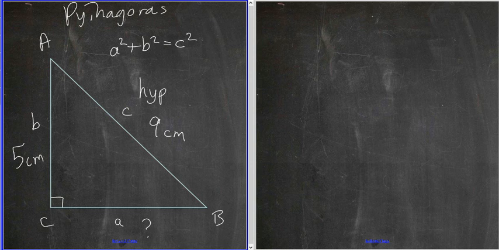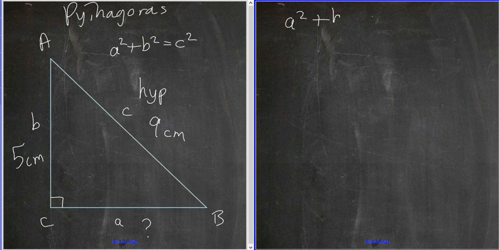We're going to say that this side is 5 centimeters long. We're going to say that this side over here is 9 centimeters long, and in this instance, a is our unknown variable. So again, we're going to write out our formula. This is always our first step. a squared plus b squared is equal to c squared. Here we've been given b is 5. a squared, that's our unknown. c is 9. And then we just work this out.